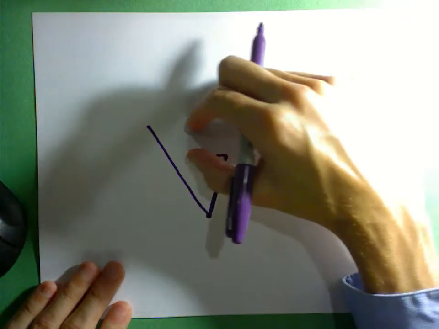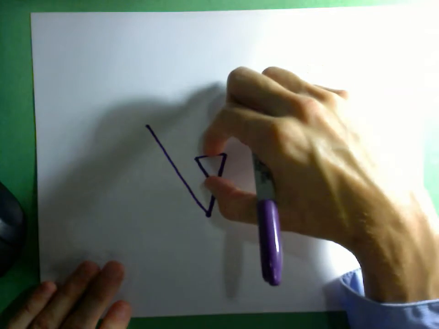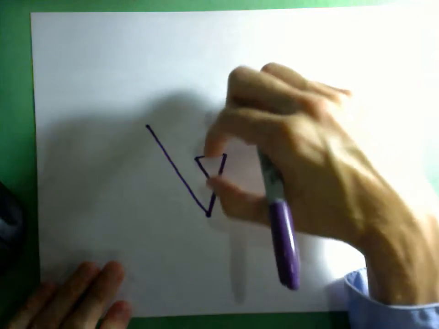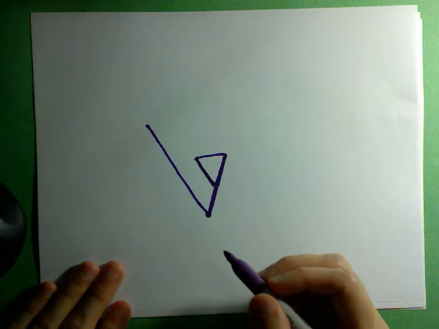You're going to draw this line about as much as you would draw if you drew another triangle on top of this one, the same shape or same size. So it should go a little bit farther than that first triangle you drew.